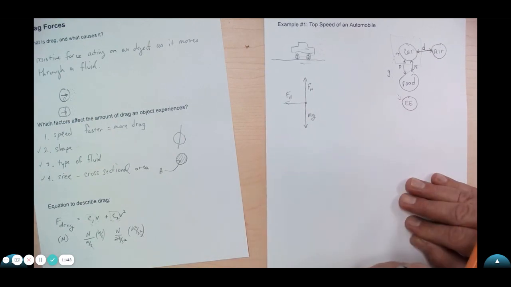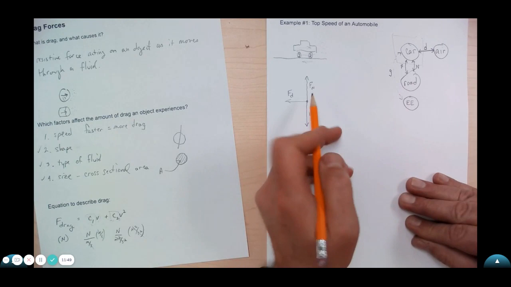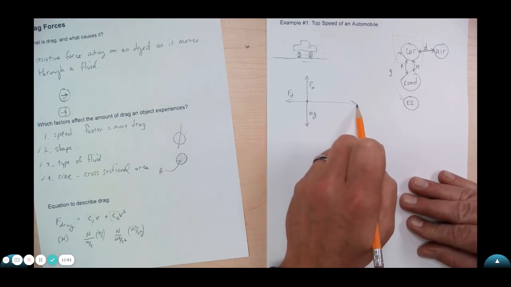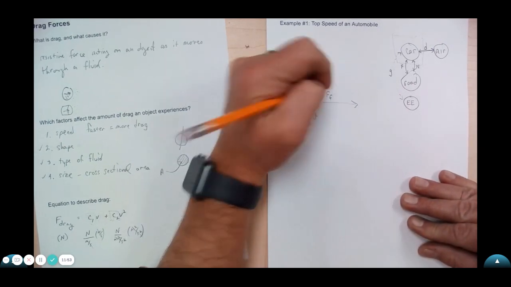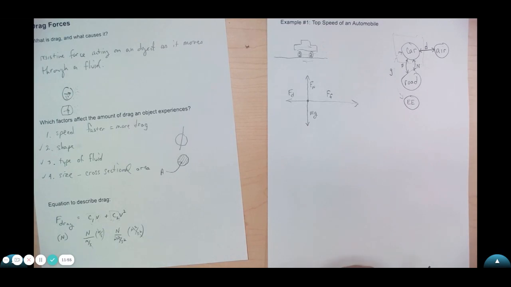If you don't believe me, go find a nice patch of ice this winter and floor it. See, without friction, how well you can accelerate. So this is actually the force of friction that causes a car to accelerate in the first place. Friction between the road and the tires.